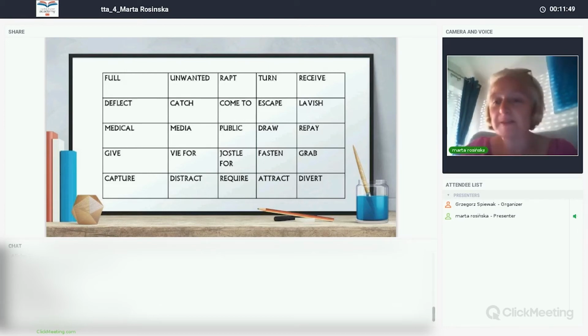These words have something in common, and the something in common is one word. Attention, yes, Ola, fantastic. All of these words actually collocate with the word attention. Now, this is how I often introduce vocabulary to my students. Sometimes I change this a little, obviously.